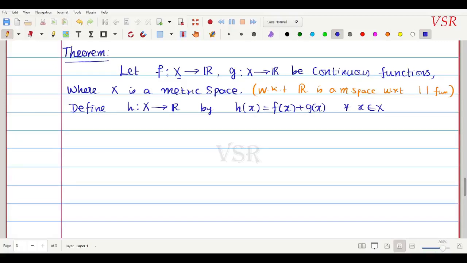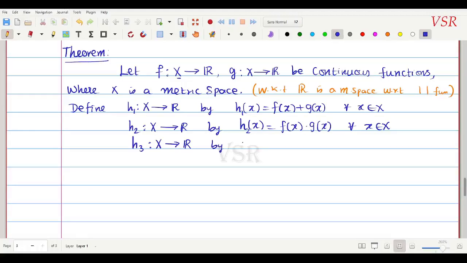ஓகே, ஸோ நான் h1 வச்சுக்கிறேன். ஸோ டிஃபைன் h2 அப்படின்னு இன்னொரு ஃபங்க்ஷன் டிஃபைன் பண்றேன், X ல இருந்து R போற மாதிரி ஃபங்க்ஷன். h2 of x which is equal to f of x into g of x for every x belongs to capital X. ஓகே, இதே மாதிரி h3 அப்படின்னு ஒரு ஃபங்க்ஷன் டிஃபைன் பண்றேன். h3 is a function from X ல இருந்து R போற மாதிரியான ஃபங்க்ஷன், h3 of x which is equal to some constant times f of x. You can take any constant times, I can write f of x for every x belongs to capital X. Okay, then these functions are all continuous.